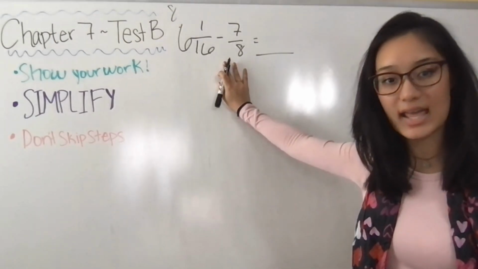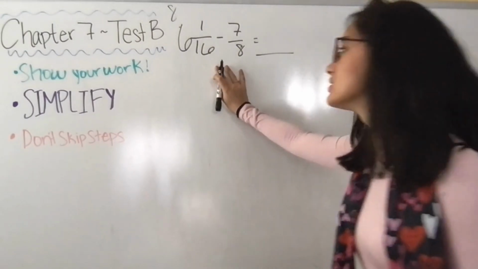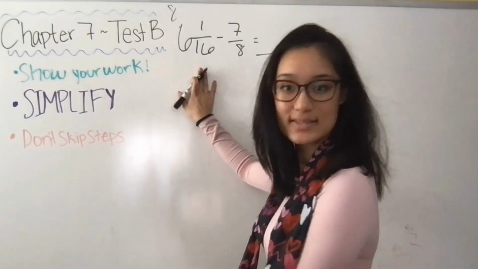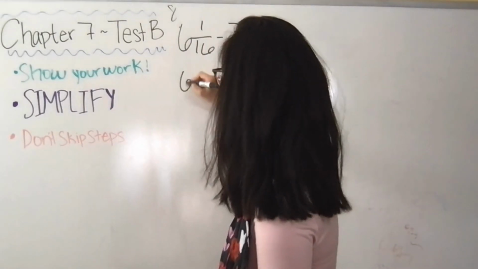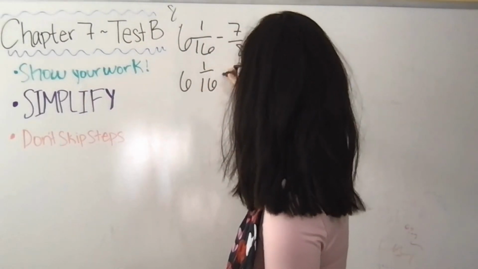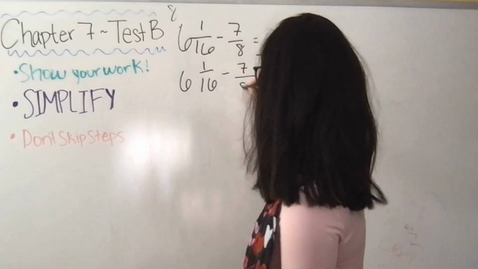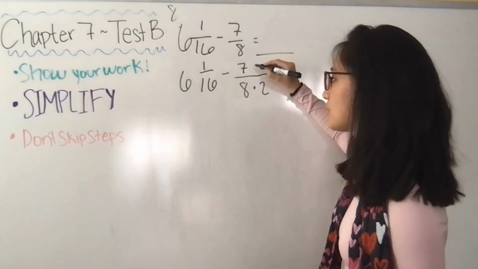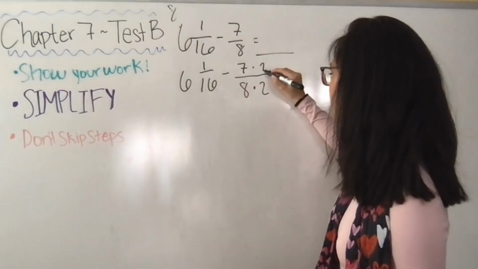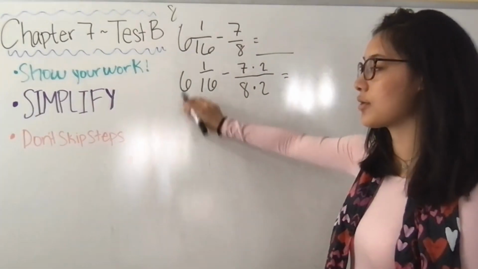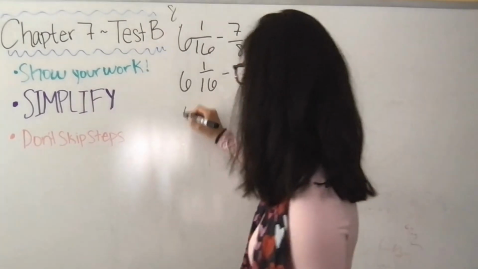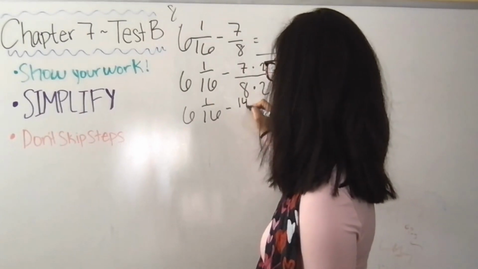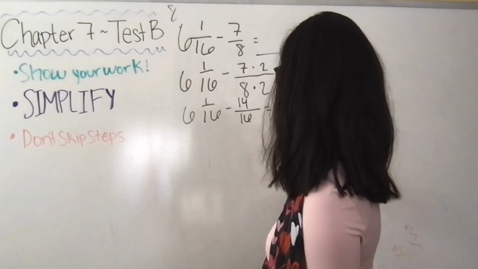Number 8. 6 1/16 minus 7/8. You know you have to put it with common denominators. So you know your common denominator isn't 8, so it has to be 16. So you can bring this down. 6 and 1/16 minus this. How many times does 8 go into 16? 2 times. What you do to the top, you have to do to the bottom. Show your work. Don't skip any steps. Bring this down. 6 and 1/16 minus 7 times 2 is 14. 8 times 2 is 16.